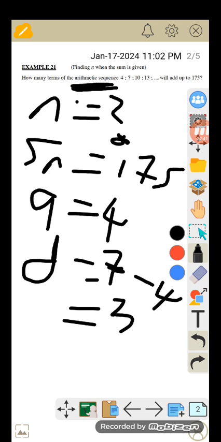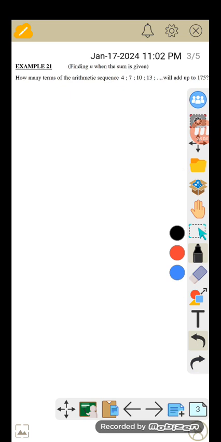Or you can just say T4 minus T3, or T3 minus T2. We are going to get the same answer. At T4 minus T3, you are going to get 13 minus 10 and your answer will be 3. So we are going to solve for n. We are going to look for n, using that formula of ours.